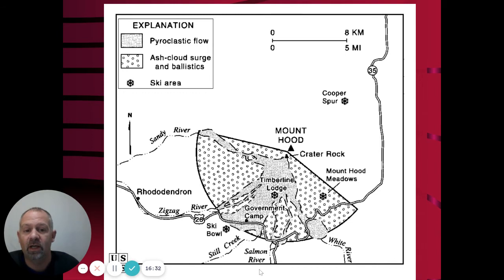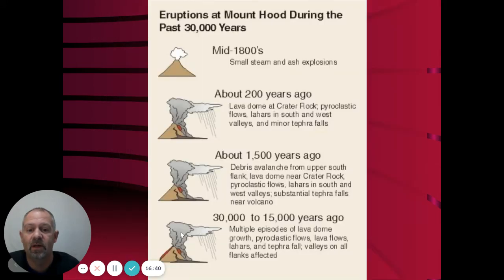But if you look at it, okay, here's Mount Hood, here's Crater Rock right here at the top, and then here's Timberline Lodge, so on and so forth, okay, going down. I like to show this, and I'll come back to that map in just a minute. But you look at this and the kind of the history of how it's erupted the last 30,000 years, and you see here, lava dome at Crater Rock, pyroclastic flow. 1,500 years ago, lava dome at Crater Rock, pyroclastic flows. That sequence has just happened over and over again.